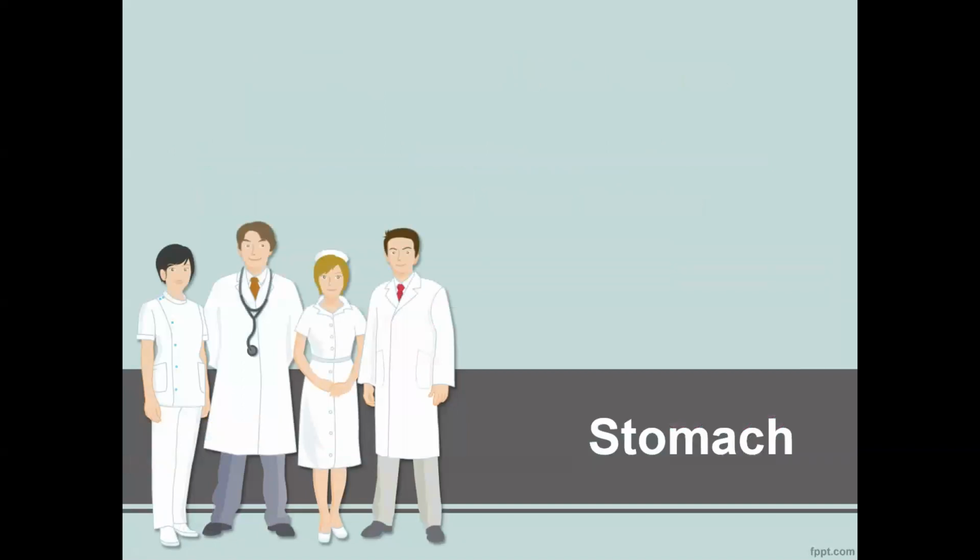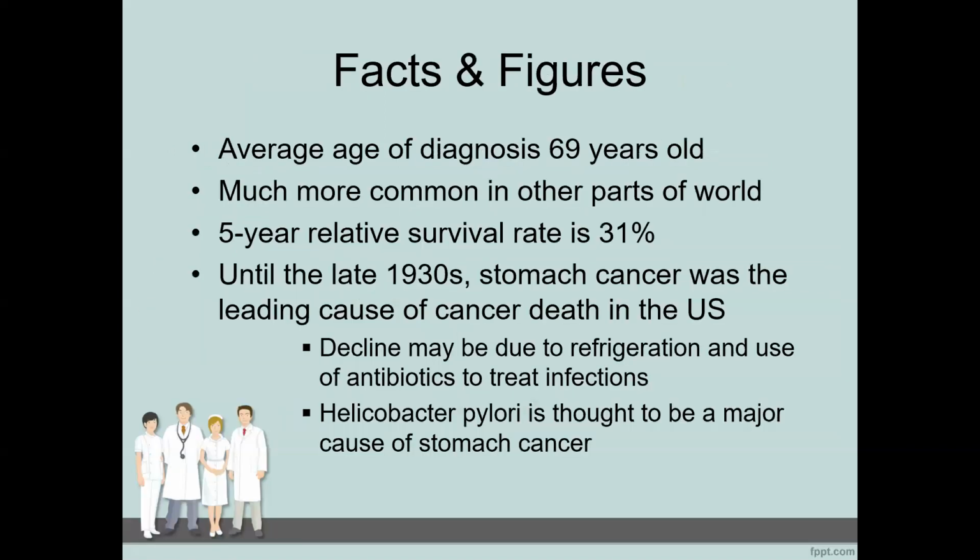Now on to stomach. Stomach mostly affects older people, just like esophageal cancer does, with the average age at diagnosis being 69 years old. This cancer is much more common in other parts of the world, particularly in less developed countries. Death rates have been falling over the last 10 years, but the 5-year relative survival rate is still only 31%.